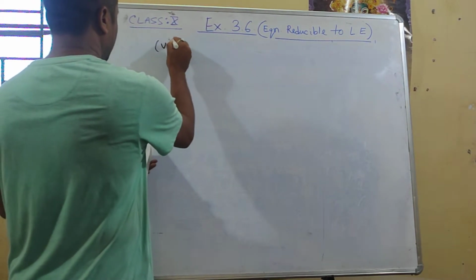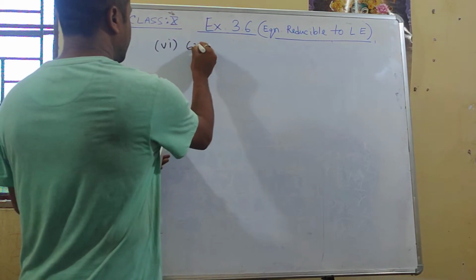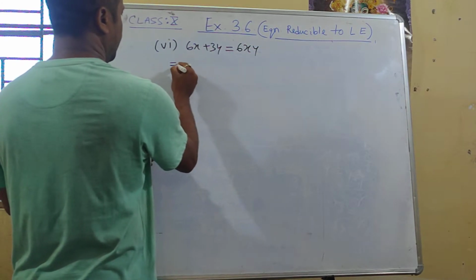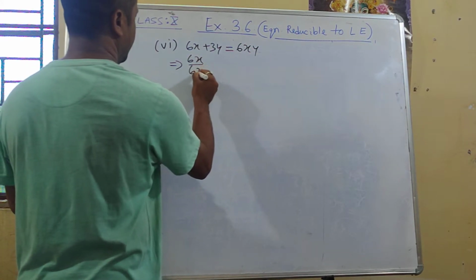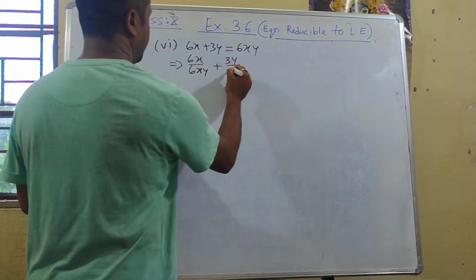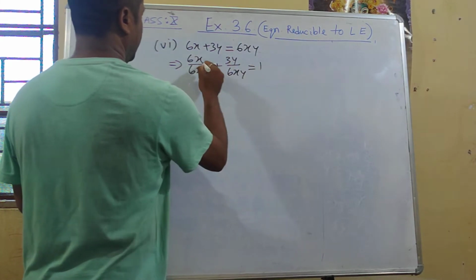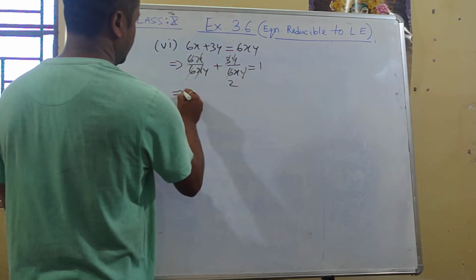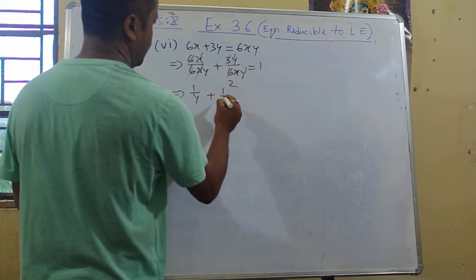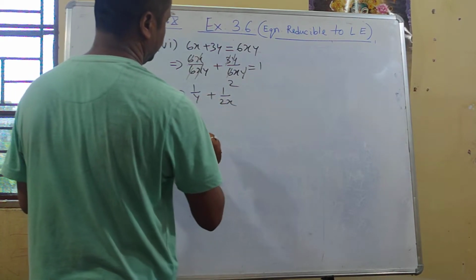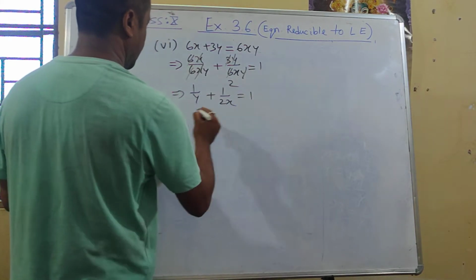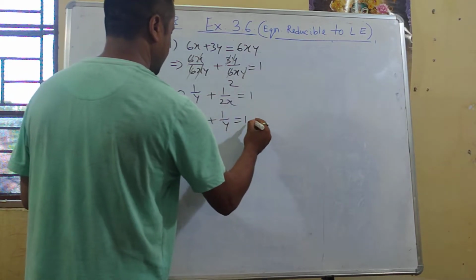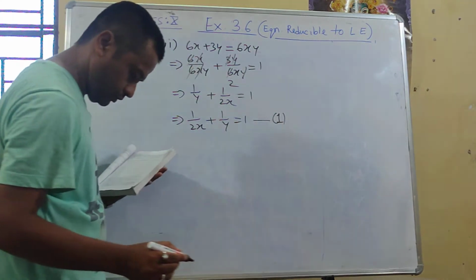Number 6, 6x plus 3y is equal to 6xy. So here you just divide: 6x by 6xy plus 3y divided by 6xy is equal to 1. x cancels, y cancels, and here 6 cancels, and 3 by 6 is half. So it is 1 by y plus 1 by 2x is equal to 1. So this can be written as 1 by 2x plus 1 by y is equal to 1. It is equation number 1.